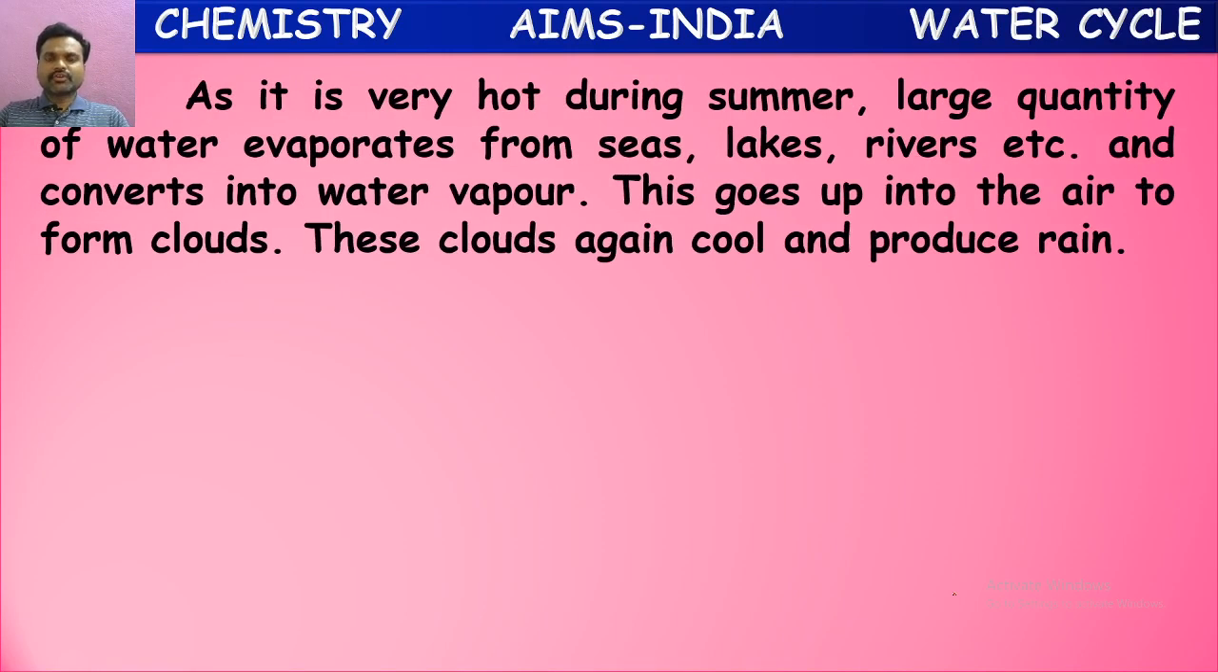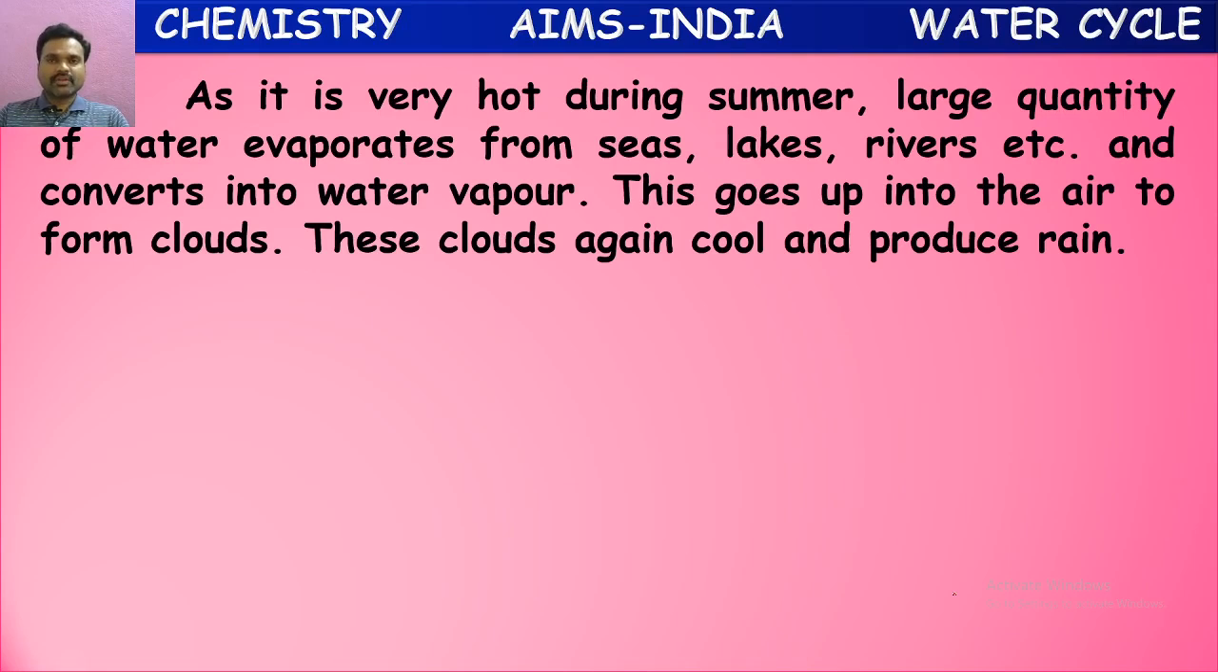It is very hot during summer. We know in summer seasons it is very hot because of hot sunlight. A large quantity of water evaporates from seas, lakes, rivers and so on. Because of the hot sunlight, a large amount of water is evaporated from these water bodies and converts into water vapor in the air. This goes up into the air to form clouds.